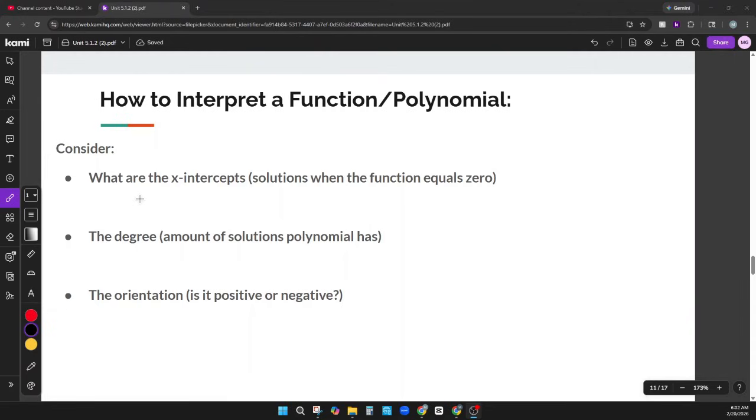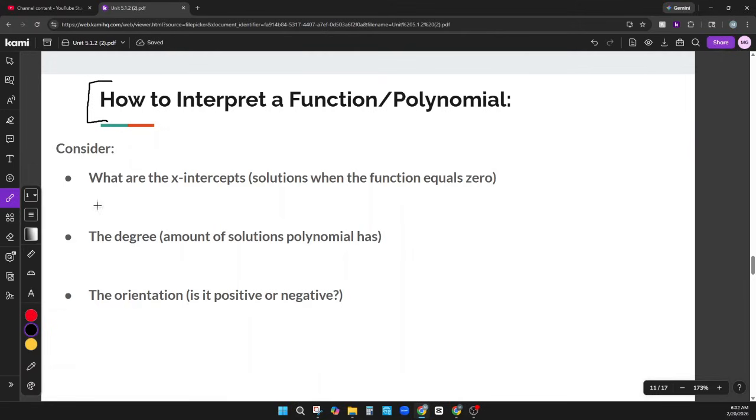Excuse me, let me take a step back. We're going to go over the rules of what we know so far about how to interpret a function, slash polynomial. And we're going to use that information to extract information about what the graph is going to look like. So first thing we should consider are what are the x-intercepts? What are the solutions for the function?